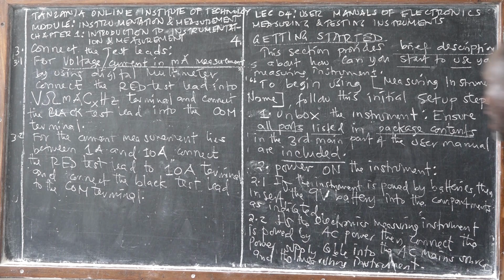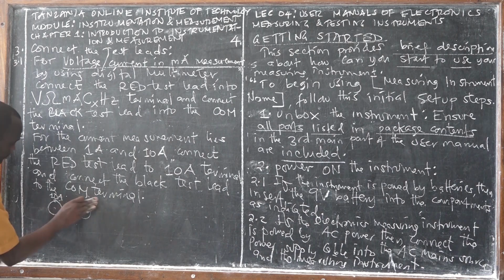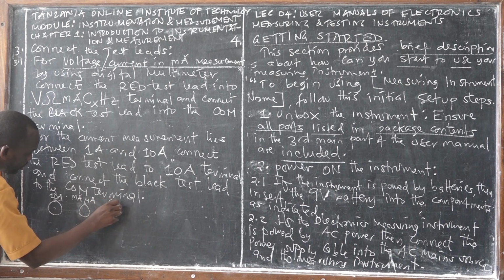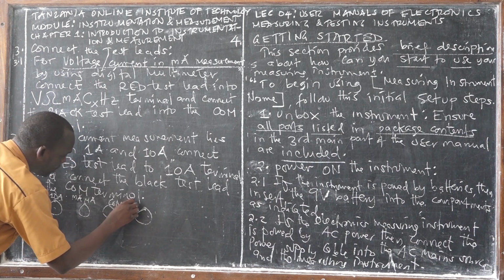So we have 4 terminals, as we discussed. We have 1 terminal which has been written 10 ampere max on the multimeter that you have. Then we have another terminal which has been written milliammeter and microammeter. Let me use a drawing to explain this concept. And then you have another terminal, we call it COM. Say COM.